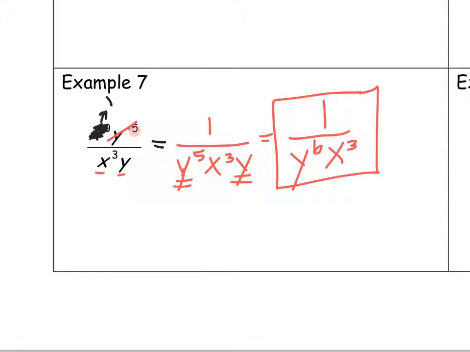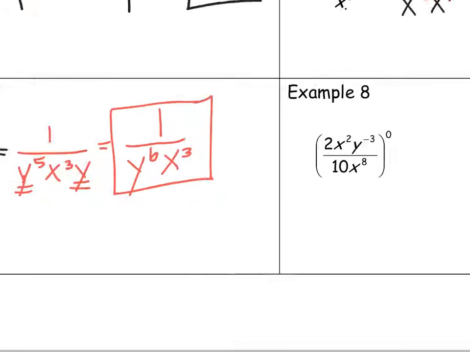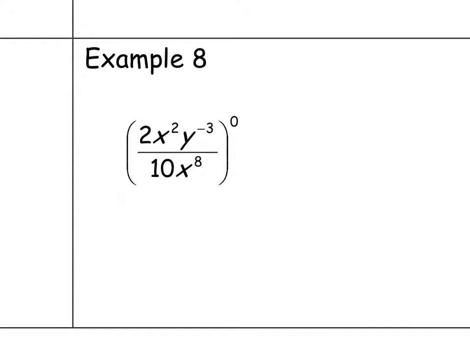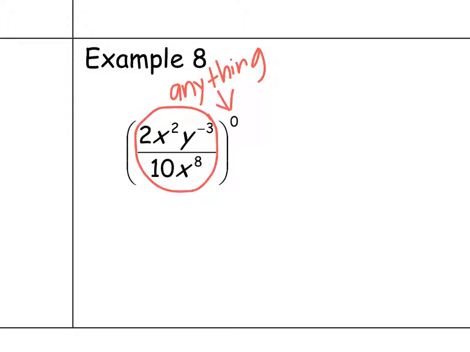All right, last example, example 8, and this one should be nice and easy. I hope you remember that anything to the 0th power is just 1.